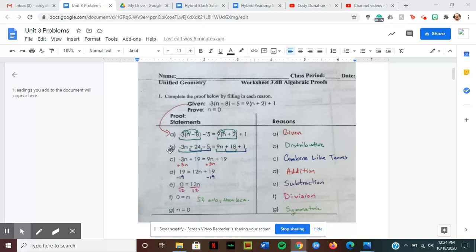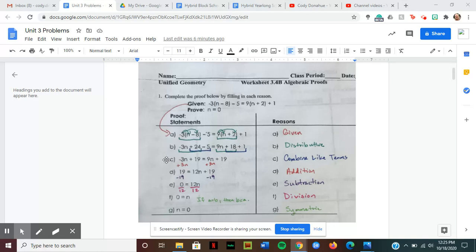Now from B to C, I see that I had 24 minus 5, which went to 19. I had 18 plus 1, which went to 19. Keep in mind, this isn't going to be using addition or subtraction property. This is going to be using the combining like terms property. The reason being is because we're combining things that are on the same side of the equal sign. If it was addition or subtraction, we'd have to be moving things across the equal sign.